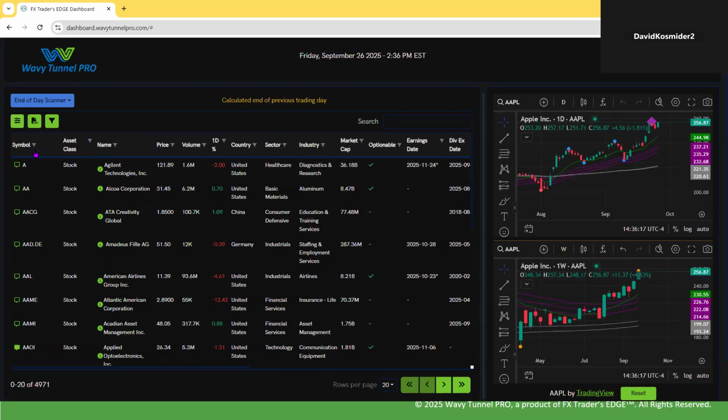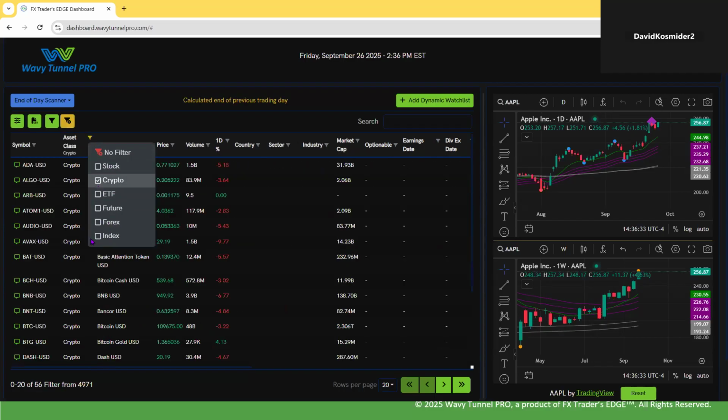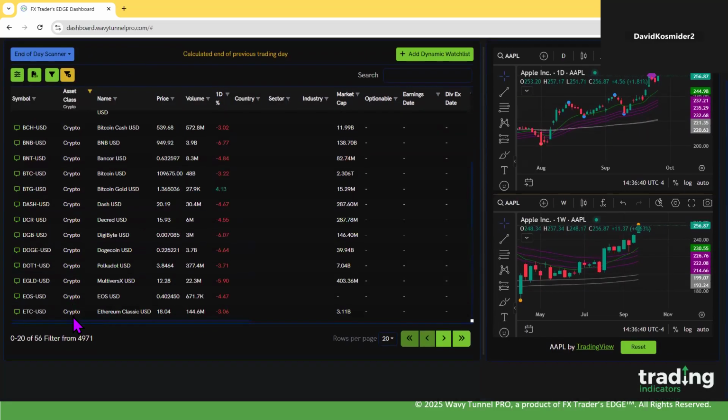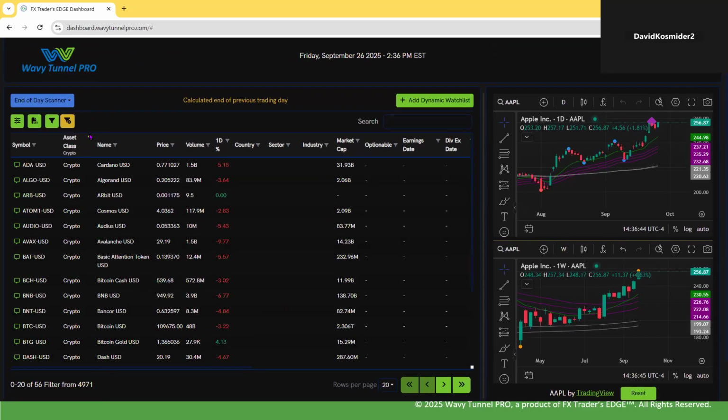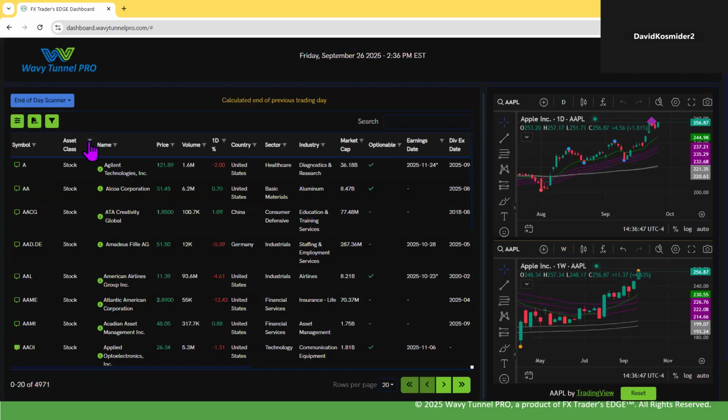So if we click on asset class, if you just want to see crypto, you just click crypto. If you just want to see stocks or forex or futures, you just click one of these. I'll just click crypto for a second so you see what I mean. So these are all of the crypto markets, okay, that it has data for. 56. So let's just go back. I'm going to click this yellow button and just say no filter.